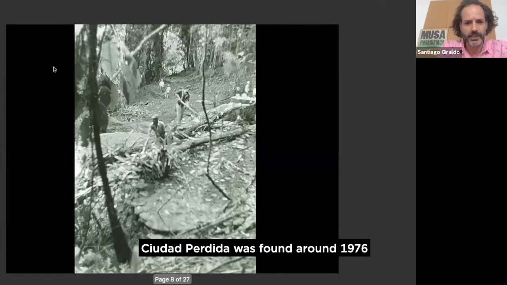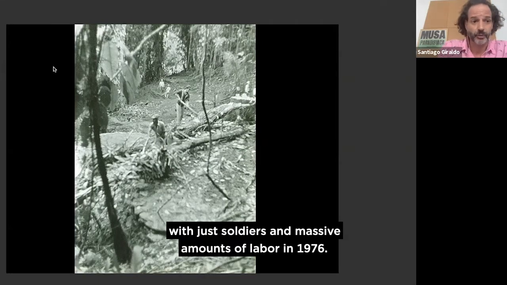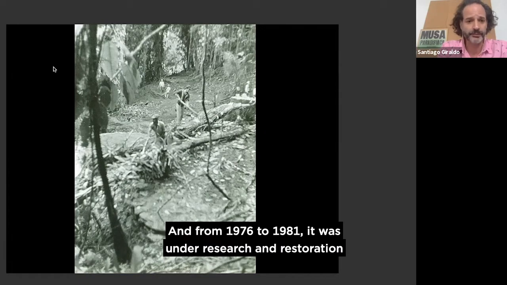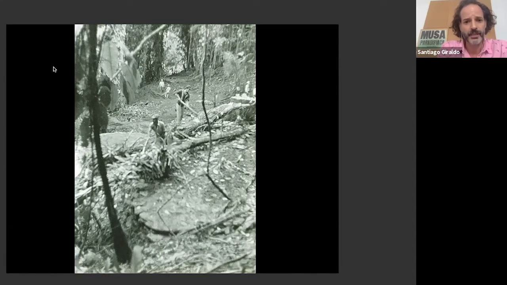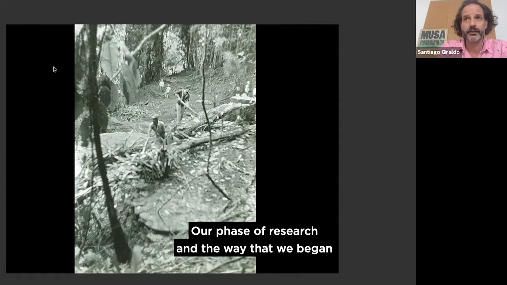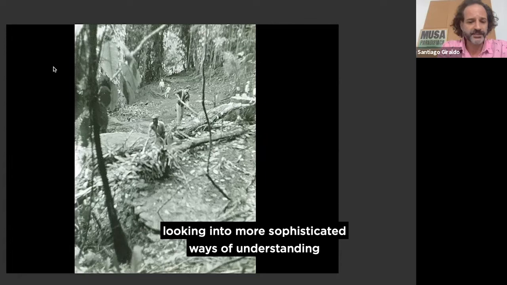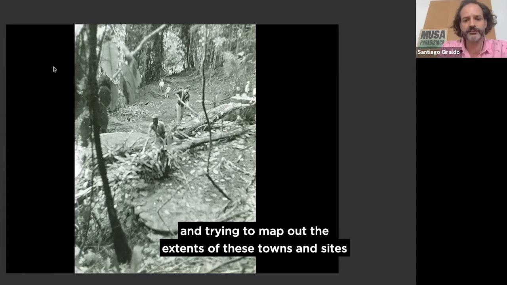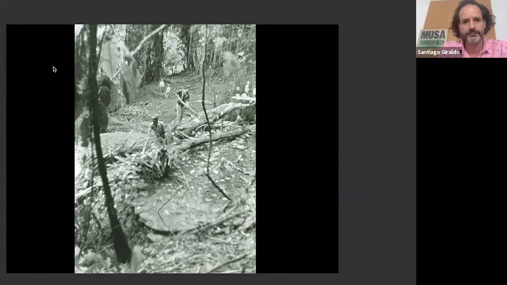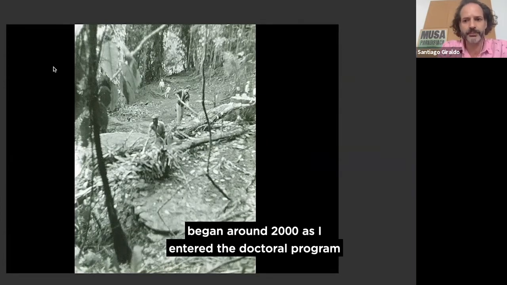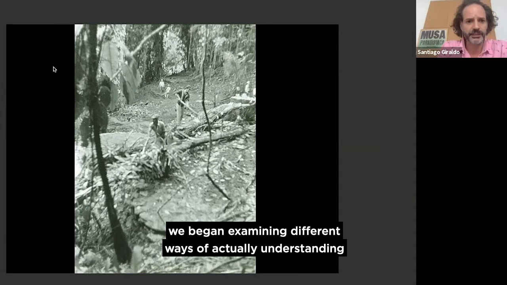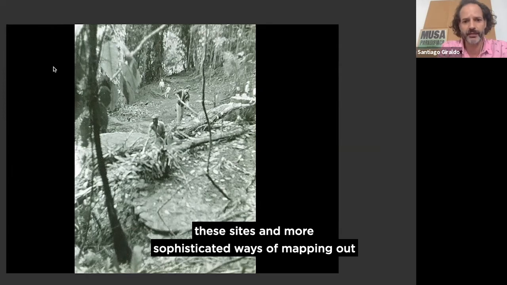Ciudad Perdida was found around 1976, and it began to be reconstructed with just soldiers and massive amounts of labor in 1976. And from 1976 to 1981, it was under research and restoration. Our phase of research, and the way that we began looking into more sophisticated ways of understanding what was happening in the Sierra Nevada de Santa Marta and trying to map out the extents of these towns and sites, began around 2000 as I entered the doctoral program at University of Chicago. And with my professors there, we began examining more sophisticated ways of mapping out these massive structures.